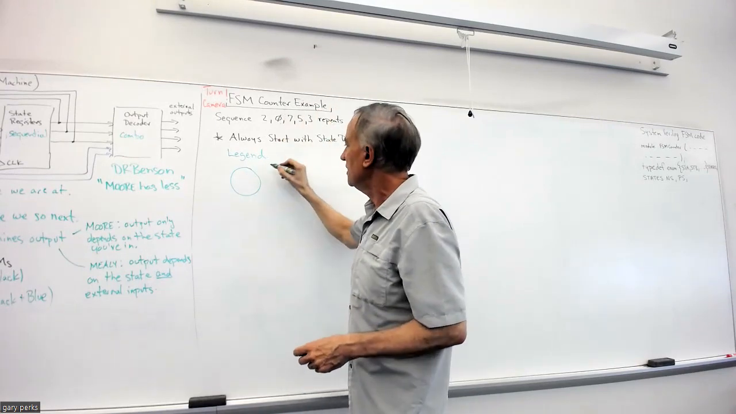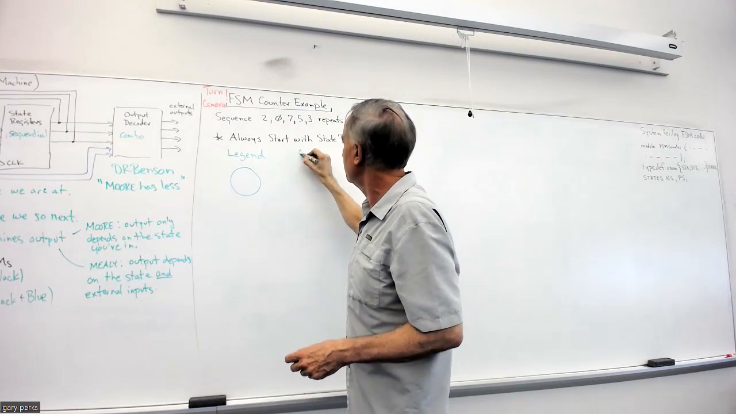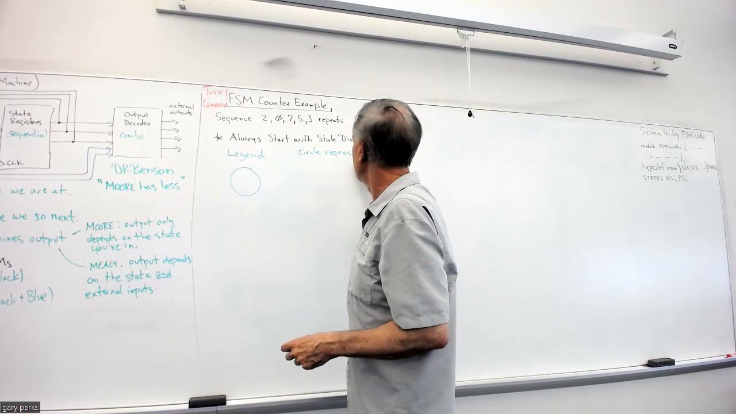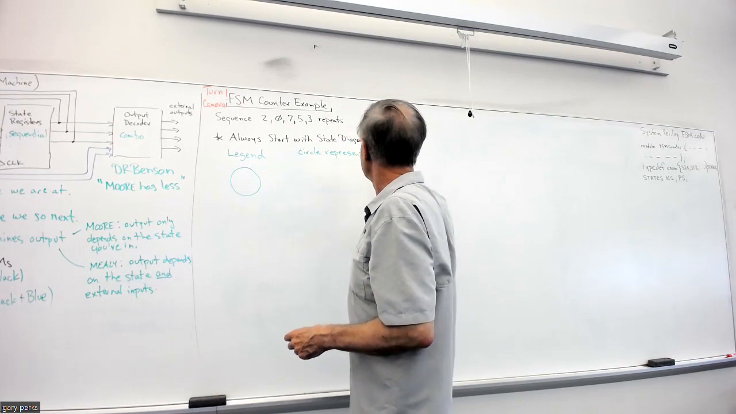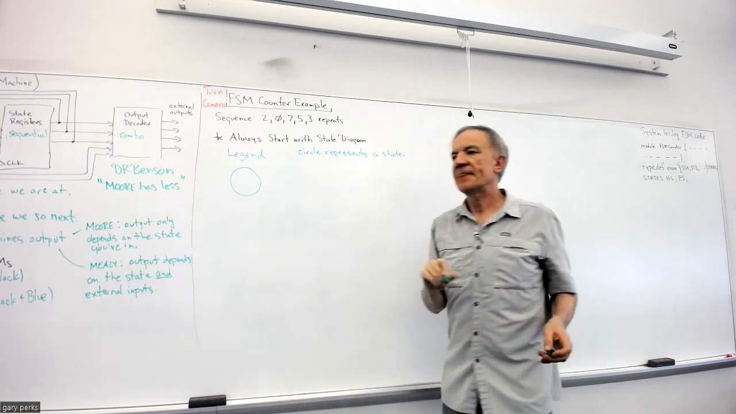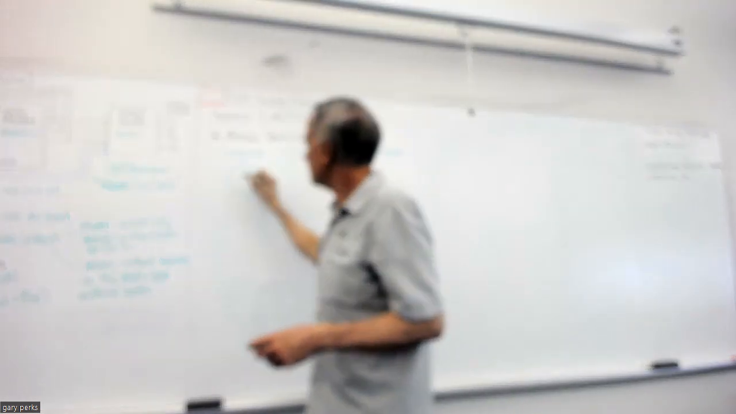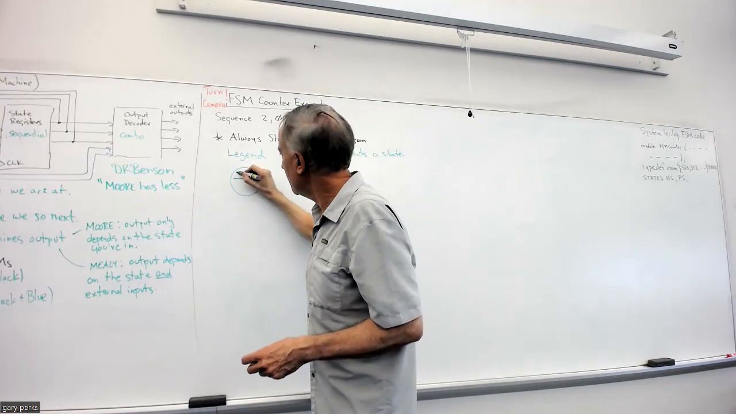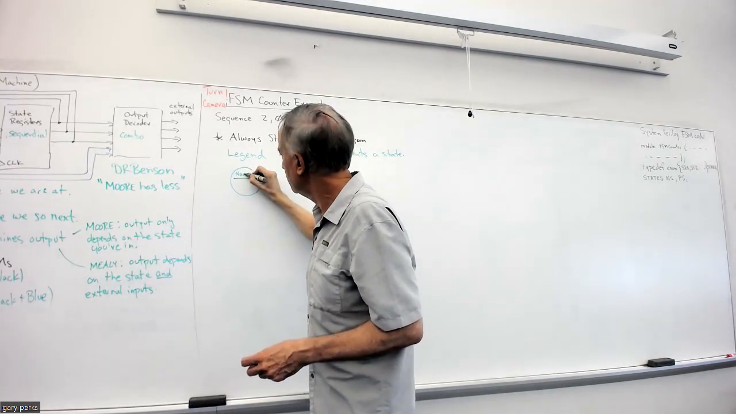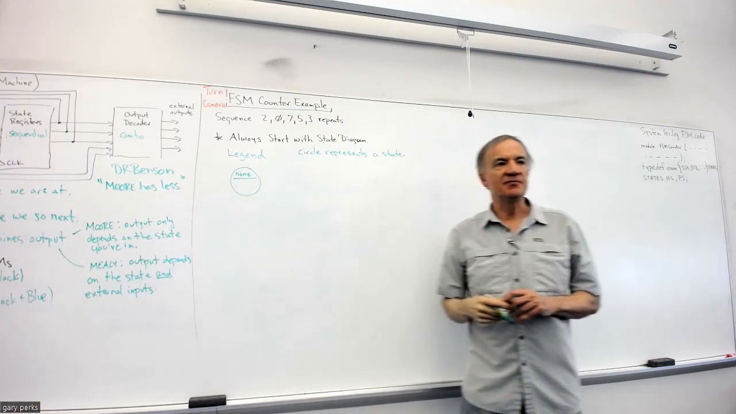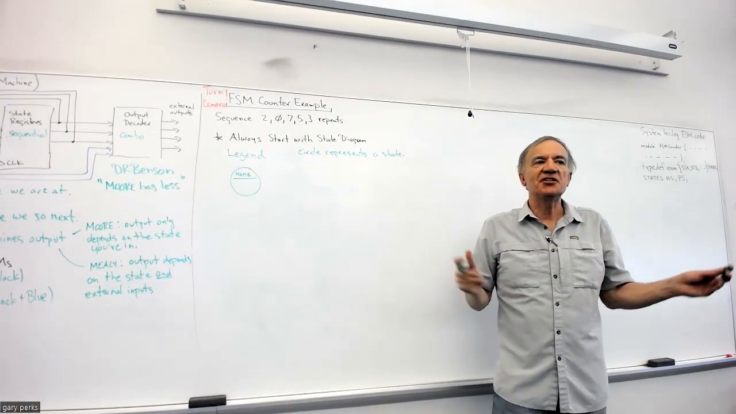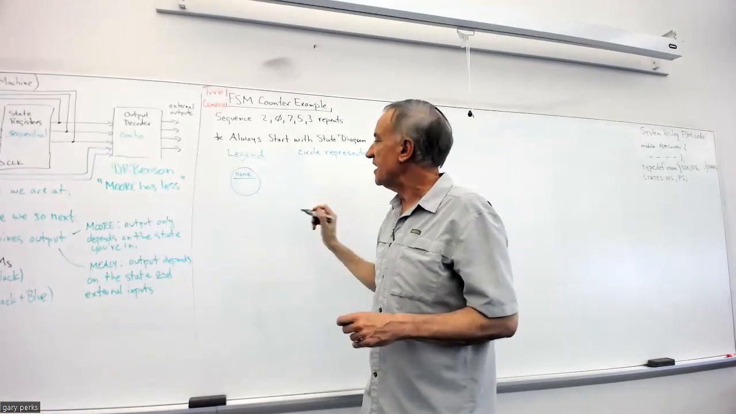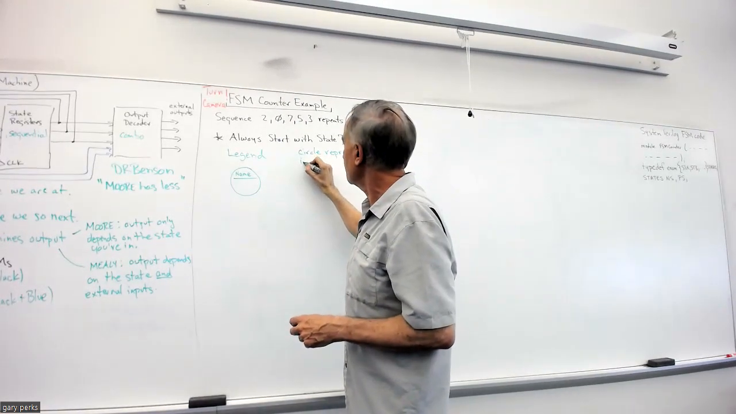there's a circle. That circle represents a state. Okay, then inside the circle, usually you'll see a line like this. Above the line is the state name. And you can name the state whatever you want, right? So you can put anything as the name. But then the next thing is inside the circle.